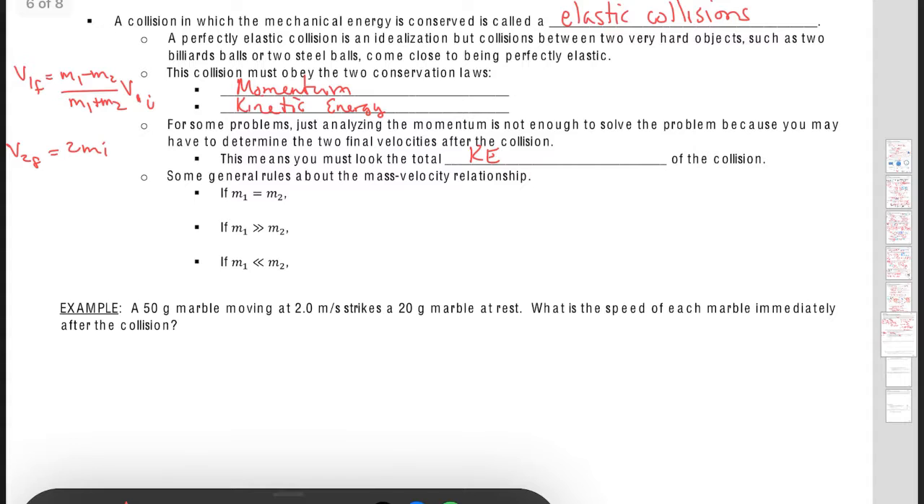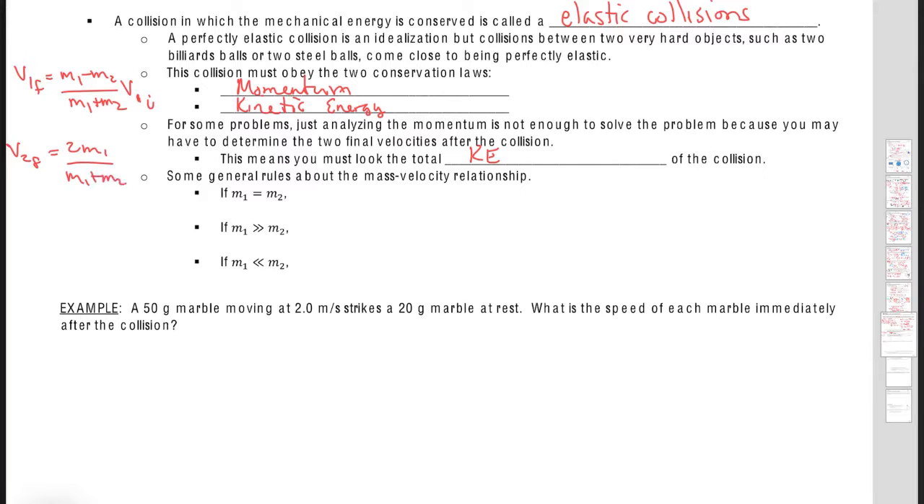The second equation is v2 final equals 2 times mass 1, divided by the total mass, m1 plus m2, times v1 final. We take all these equations and mix them up, and this is also assuming that v2 initial is 0. If it's not 0, it just becomes a long drawn-out equation.